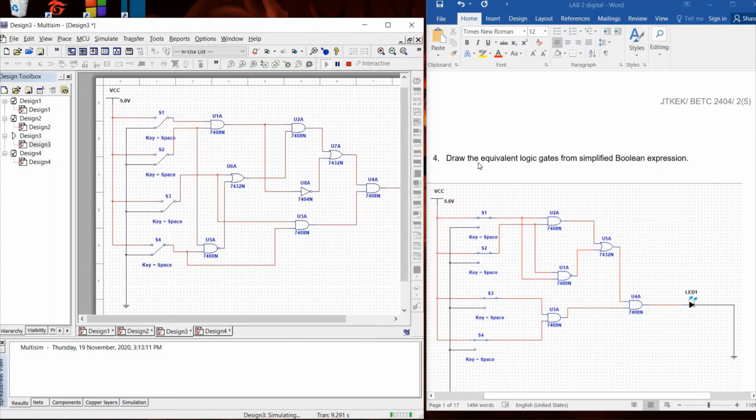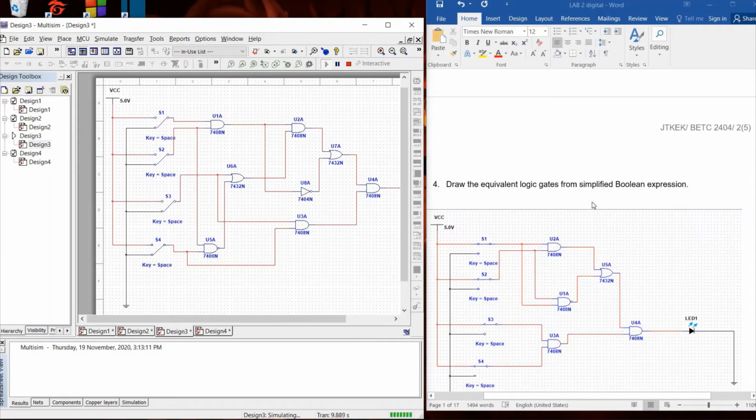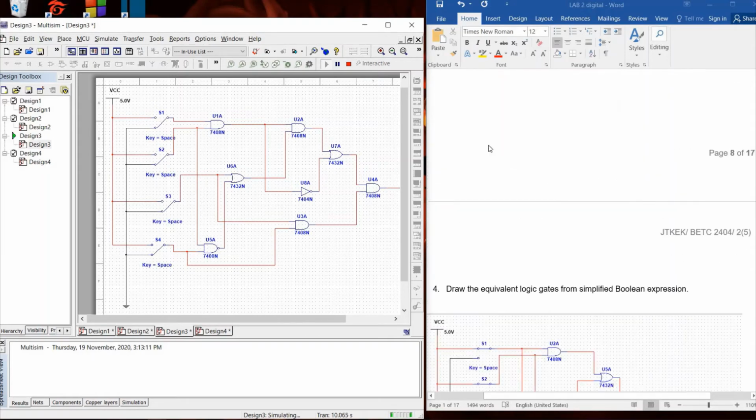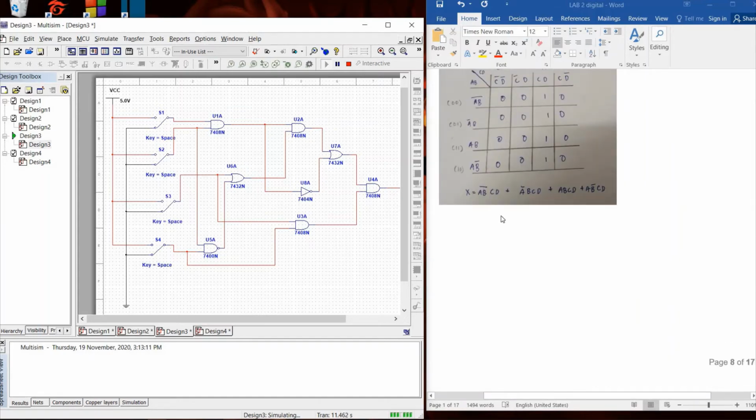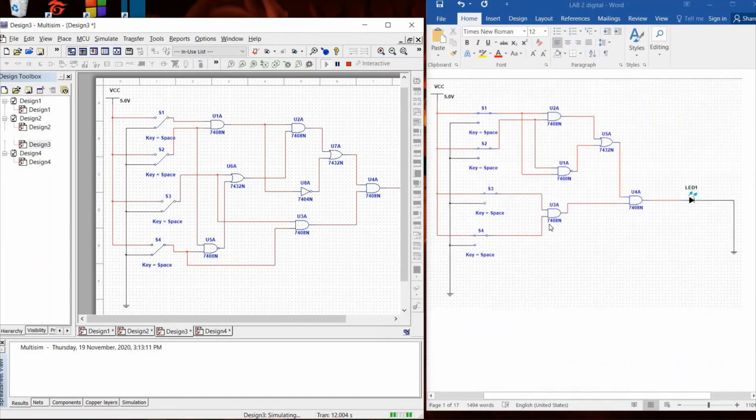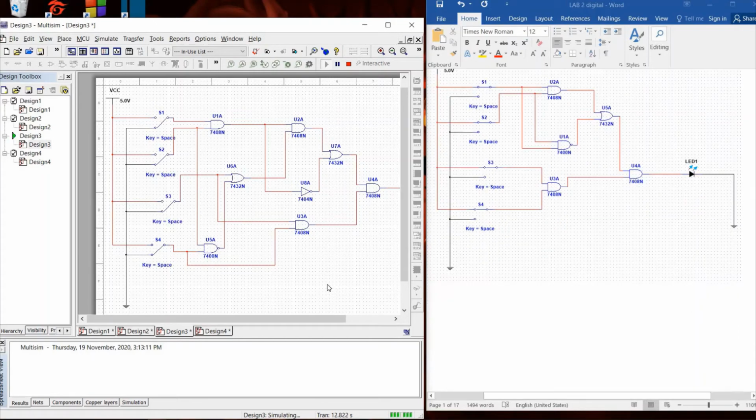And here, I drew the logic gates from the simplified Boolean expression. From here you can see we start with AB bar. AB bar is always an AND gate, that's why my S1 is also connected with an AND gate. Then CD is always given as one. So you can see my OR gate is here and both gates are connected to this.